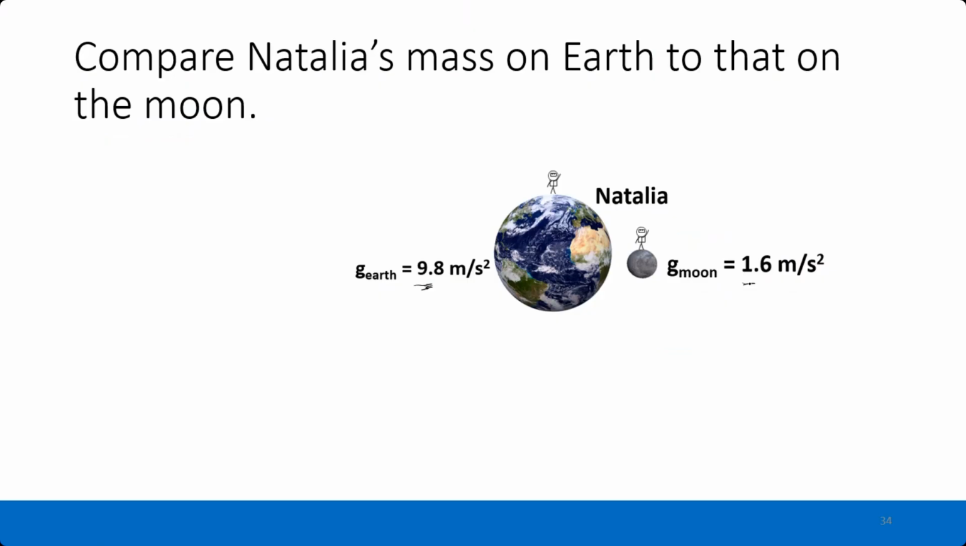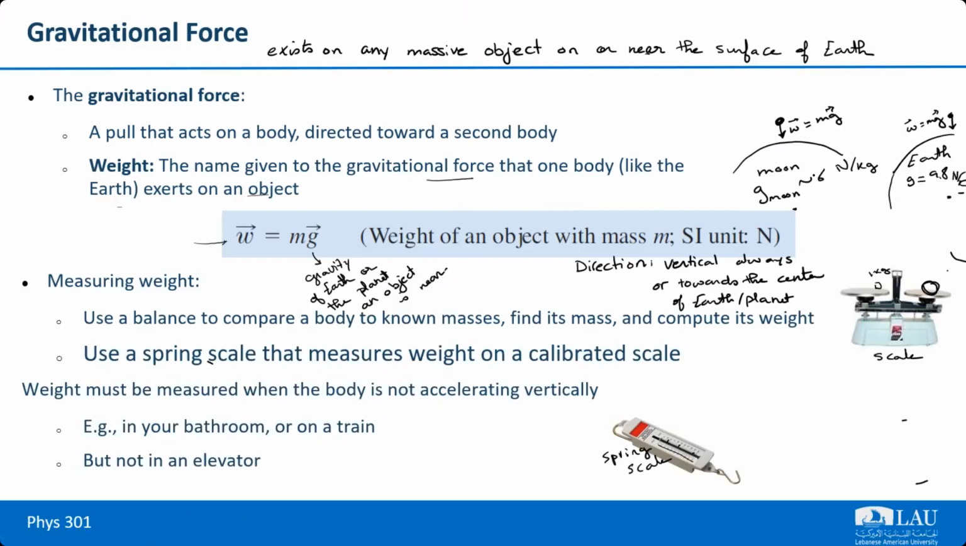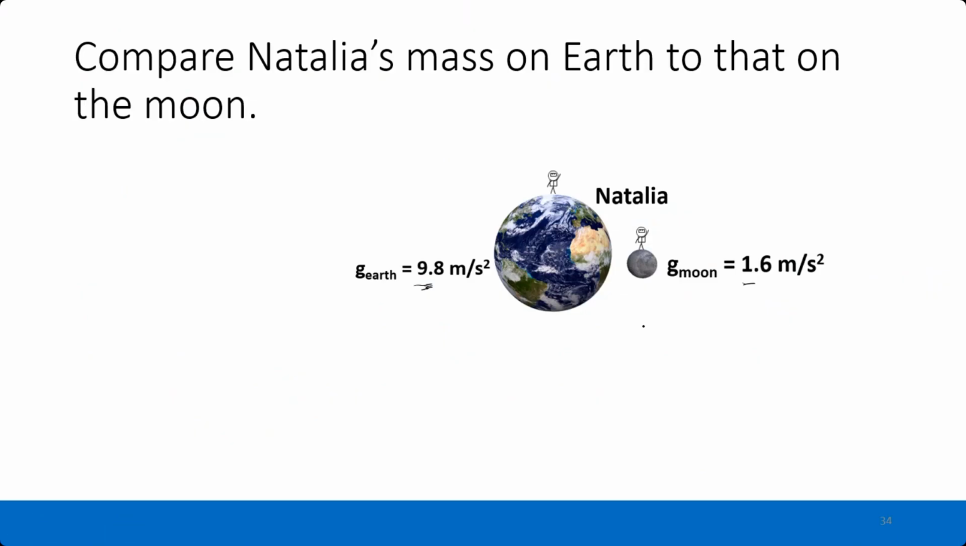Oh, it seems my value of the gravity of the moon previously was not very correct. This should be 1.6, not 6. Sorry about that. So I can compare Natalia's weight, basically. On Earth, Natalia will feel a pull from Earth equal to her mass times 9.8, whereas on the moon, her weight will look like her mass times 1.6. She will feel lighter. She will move more easily.